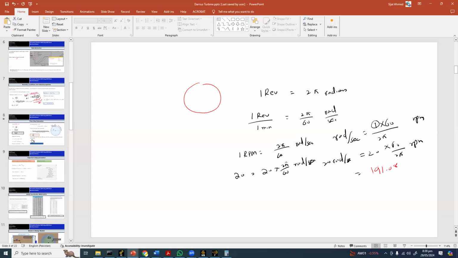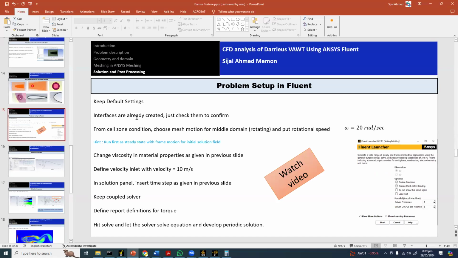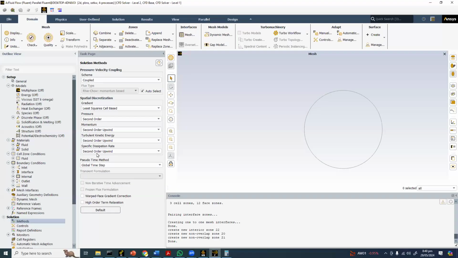Okay. Then in the methods, what I chose, I have to see that because that is after some experience. So I will look for the setup settings here. So define velocity here. Interfaces. So we choose a mesh motion. First the frame motion, then we choose the mesh motion. We will keep the coupled solver. We report the definition for the torque and okay. So that's the point here. So I will keep the default settings for the coupled solver. And I will also keep the default settings here. Okay. So we are done here.